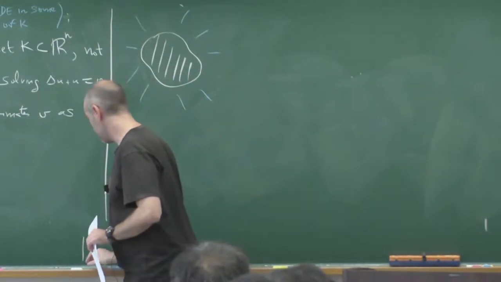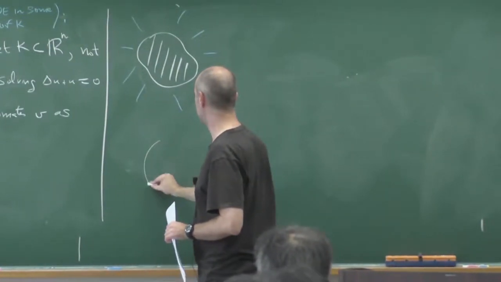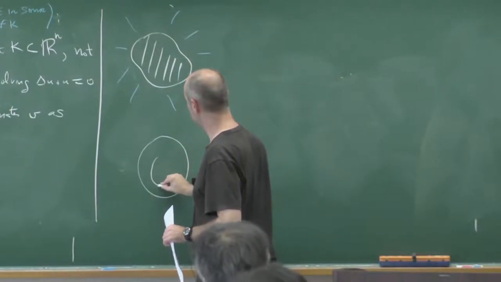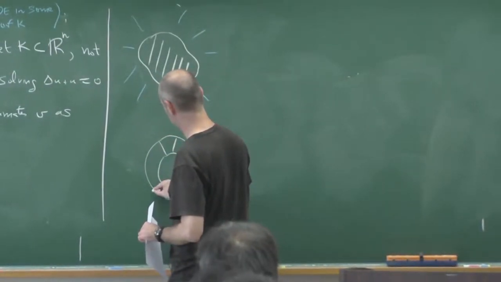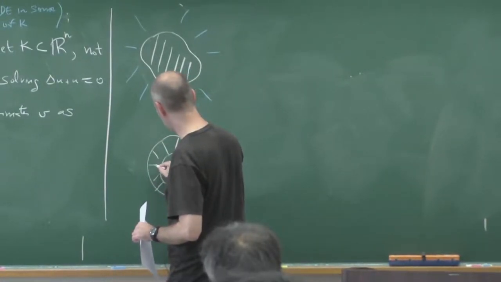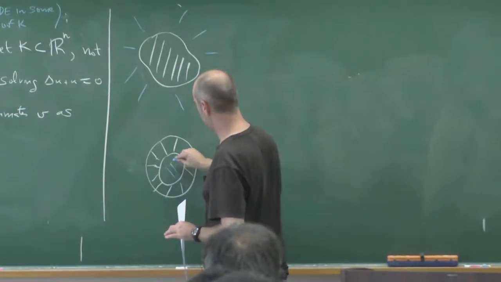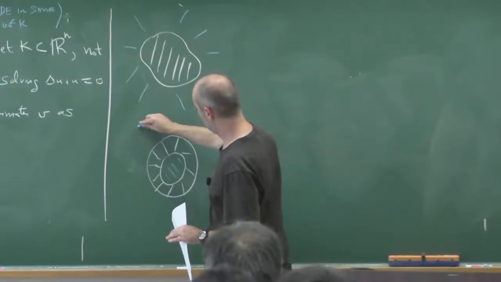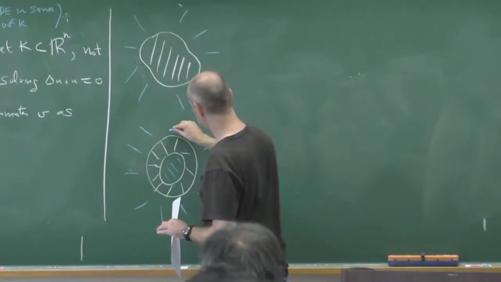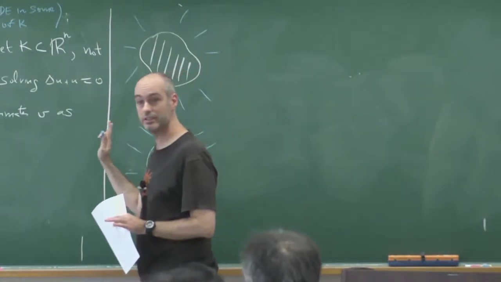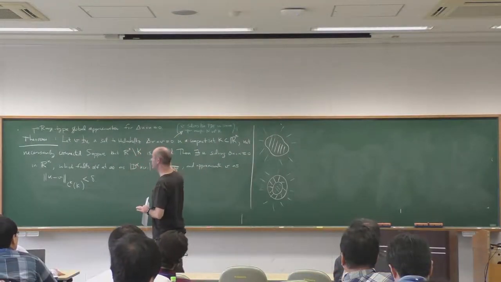But a bad situation is an annulus, for example. If you have this compact set, then the theorem does not apply here, because you have two components. You have here, this one is compact, and you have this other one. And this is crucial. This assumption cannot be avoided. Without this, you have counterexamples.